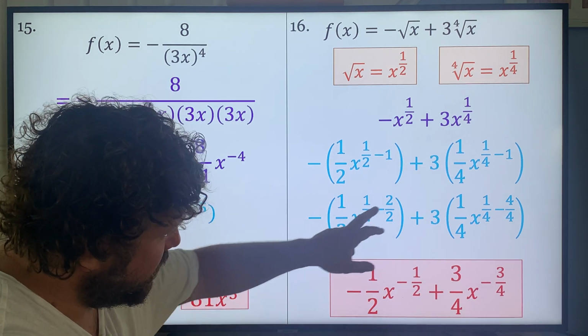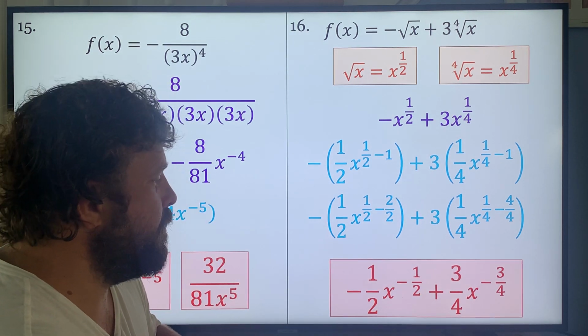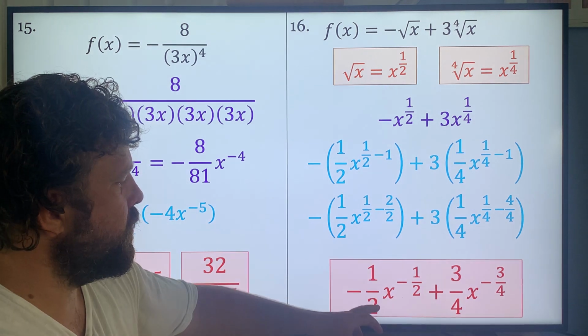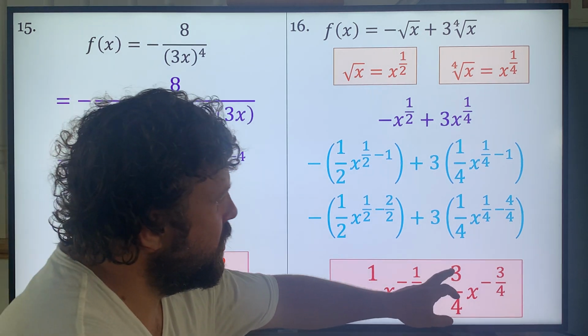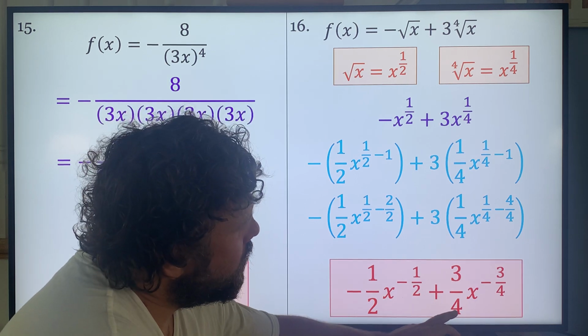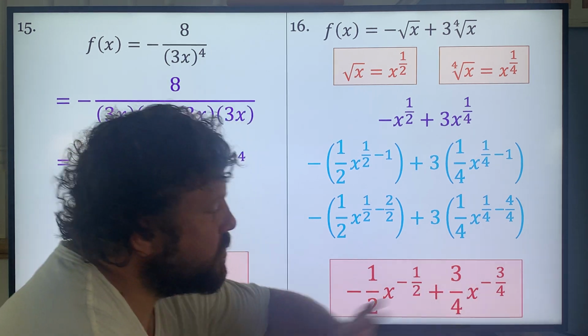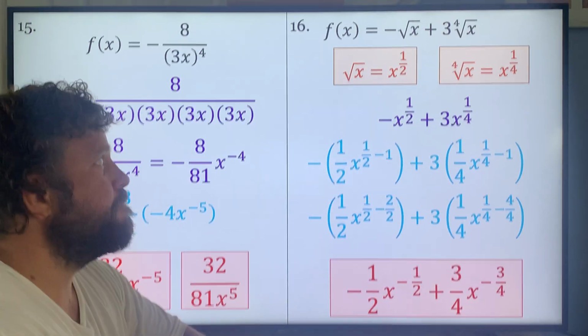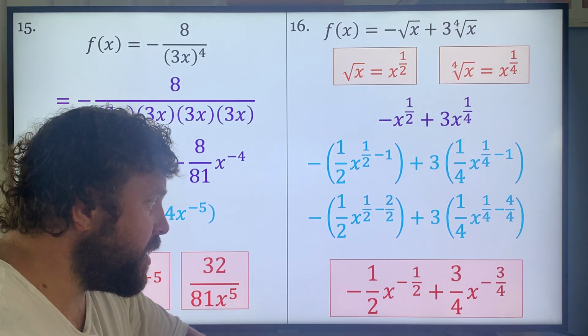Notice this has nothing to do with this sign. All right. Also, if you want to make it -1 over 2 square root of x plus 3 over 4, the 4th root of x cubed, you can as well. All right. Rewrite, solve.